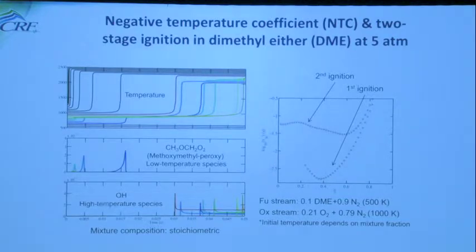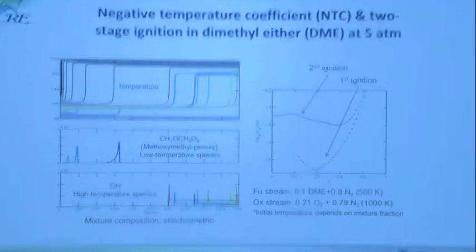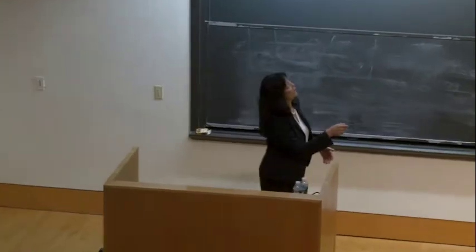So what we were interested in looking at is what happens when you have flame stabilization in the negative temperature coefficient regime. This is an ignition regime at about 750 to 900 Kelvin, where the ignition delay actually increases with increasing temperature. We also were interested in ignition systems that had two stages. So you undergo low temperature ignition followed sequentially by high temperature ignition.